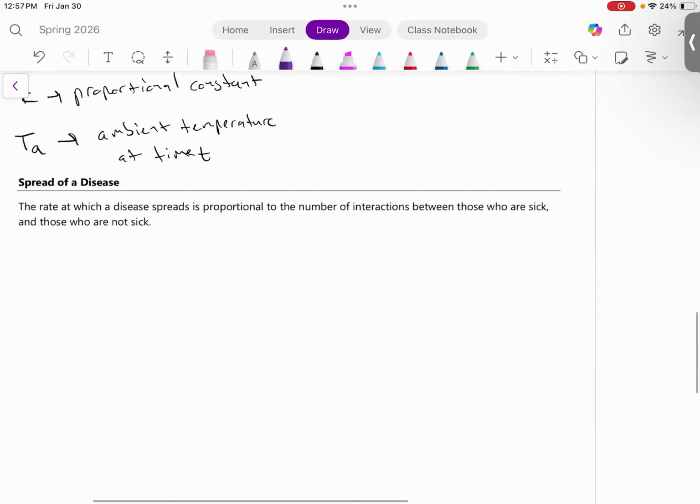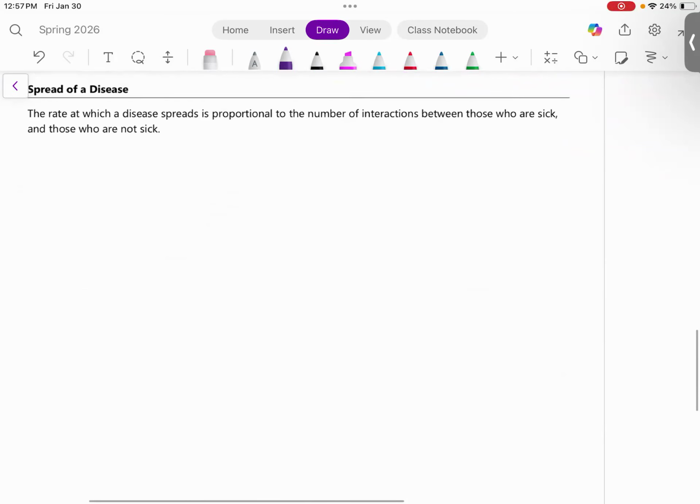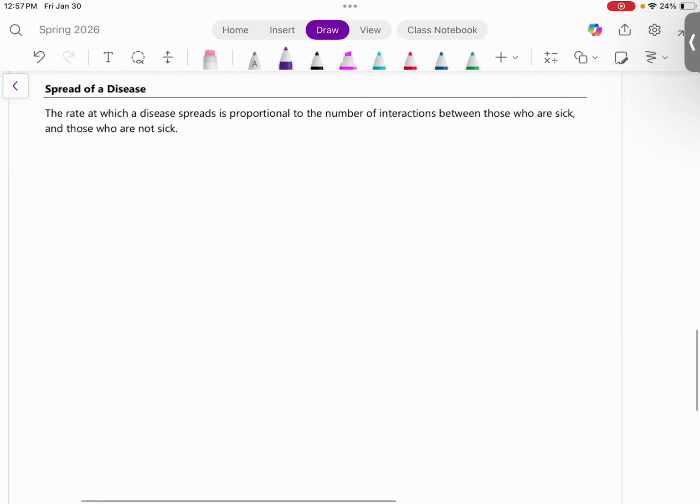That is spread of disease. The rate at which a disease spreads is proportional to the number of interactions between those who are sick and those who are not sick. This one's a little tougher to pick through, but let's give it a shot.